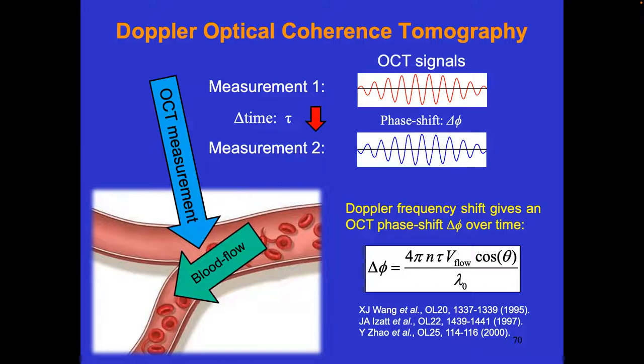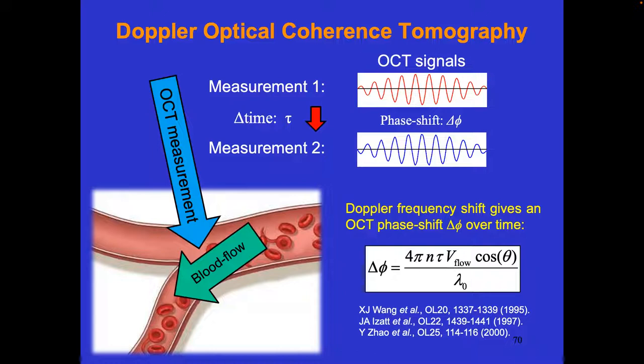So what is key here for this Doppler shift or this phase shift? The phase shift is proportional to the time difference between the measurements. If you wait longer, the particle will move further, and so the phase shift will be larger. It depends on the flow of the particle. If the flow is larger, the phase shift will be larger. It depends on the refractive index, a factor of 4 pi, and you divide by the wavelength with which you measure. Because if the wavelength is longer, you need to move a larger distance to acquire a certain phase shift.